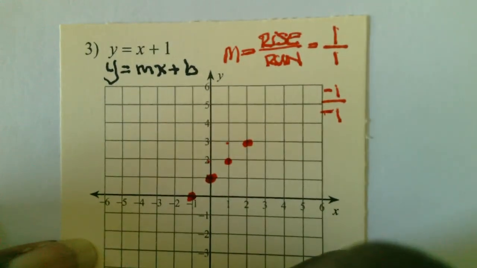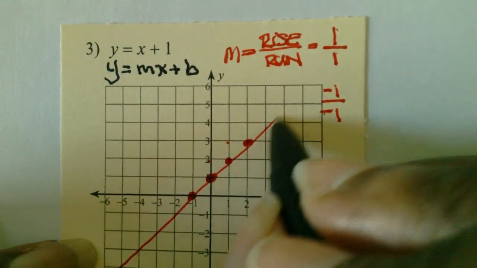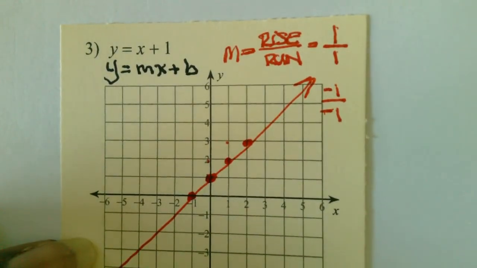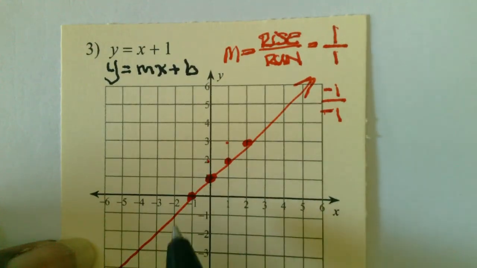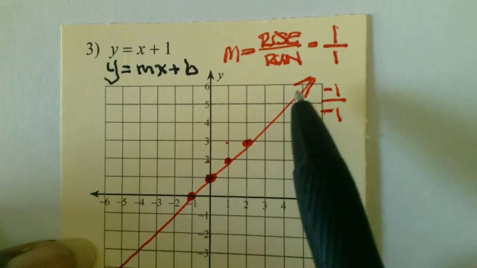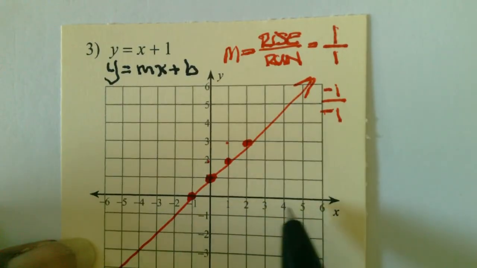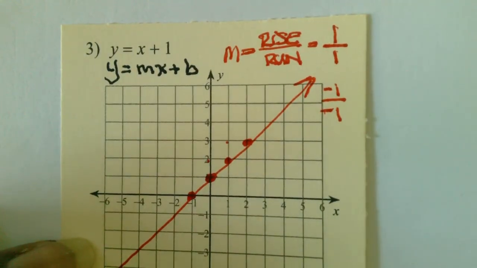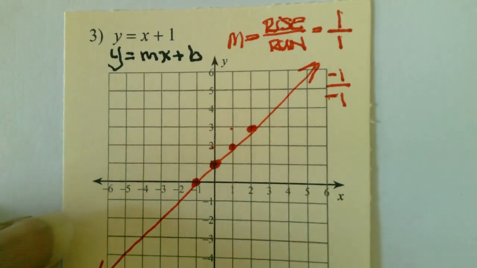So now that you have all that, you draw your line. Okay? From left to right, your graph is increasing. As your x's are increasing, so are your y's. Okay? And that's all you have to do.